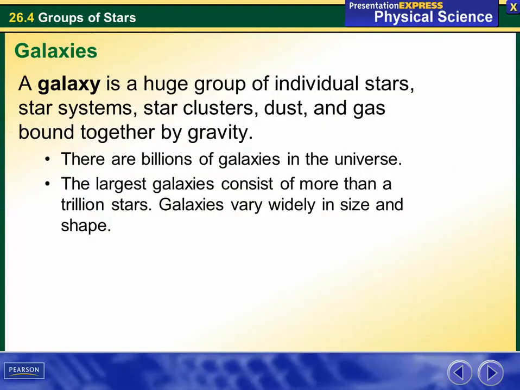A galaxy is a huge group of individual stars, star systems, star clusters, dust, and gas that are all bound together by gravity. There are billions of galaxies in the universe, and the largest galaxies consist of more than 1 trillion stars. They vary widely in size and shape. They're just massive amounts of stars, star systems, clusters, dust, and gas.